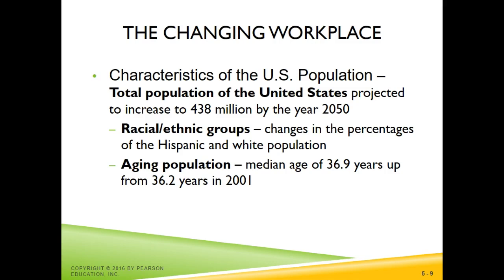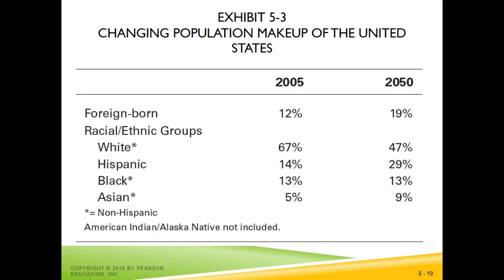You know, the changing workplace, again, characteristics of the U.S. population, total population of the U.S. projected to increase to 438 million by 2050. And what comes along with that are differences in the corresponding demographics. And it's also going to be experienced at the workplace, which, like I said, really enhances the need to acknowledge and embody diversity, value it. So Exhibit 5-3 provides the projected population breakdown as it is projected to change by 2050. Then we just went over this.